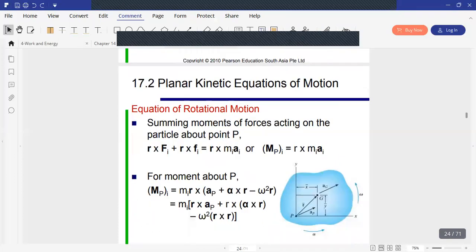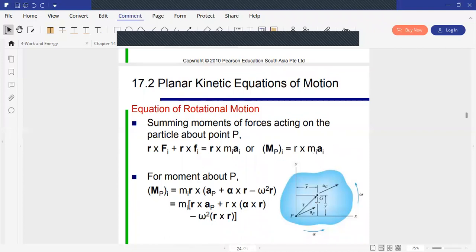If we want to do the summation of moments of forces about a point, we know that we can replace the sum of forces by m_i a_i. So the moment of a force about point P, instead of r vectorial F, is r vectorial m_i a_i. Now, what to do with the acceleration of i?